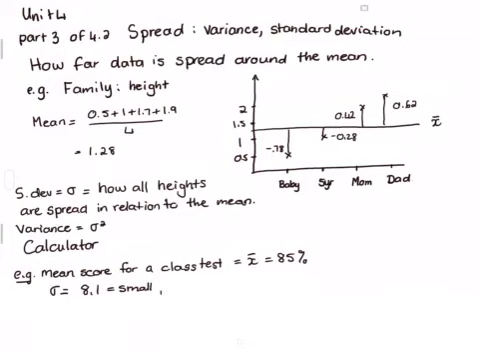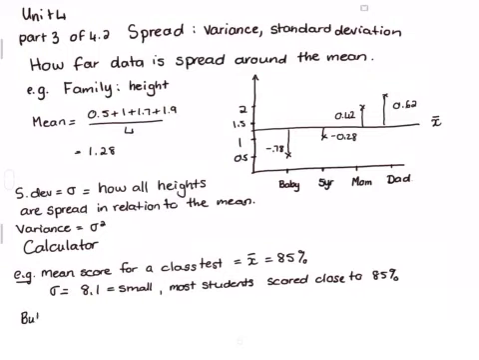Now compared to 85%, that is small. What does that mean? Most students actually scored close to 85%. So your marks are all clustered quite close to 85%.